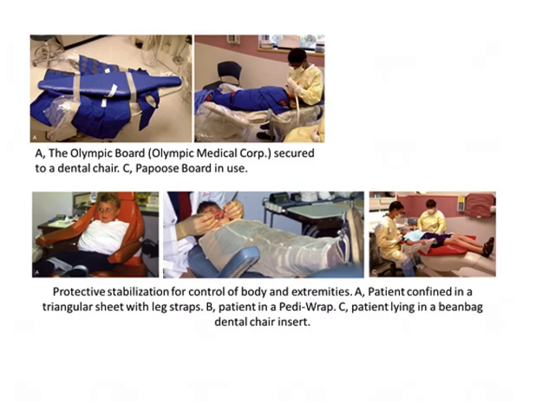So first is the papoose board. In a papoose board, what is different is that there is a rigid board that is present onto which the restraints are attached. So the child is asked to lie down on the board and then the restraints are secured over the body of the child, like in this image. So the child is held securely onto the chair.